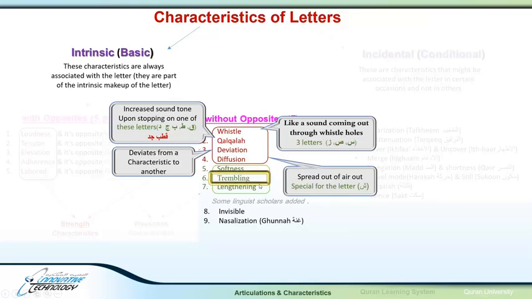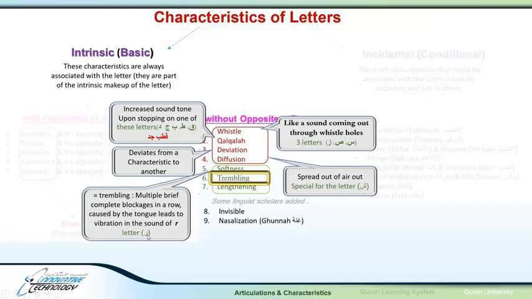Now, the trembling is a characteristic special for the r. Trembling of the r is caused by multiple brief complete blockages in a row caused by the tongue, leading to a vibration of the sound of the r.